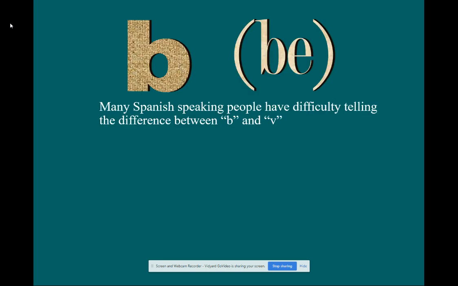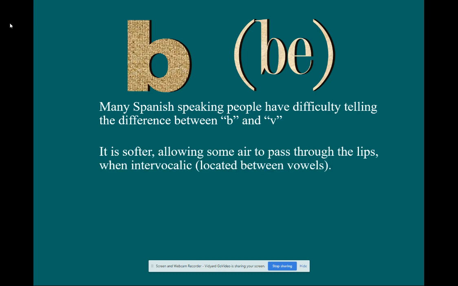B. Many Spanish-speaking people have difficulty telling the difference between a B and V. It is softer, allowing some air to pass through the lips when intervocalic, located between vowels. No bailo bien, Iberia. Note also see V.